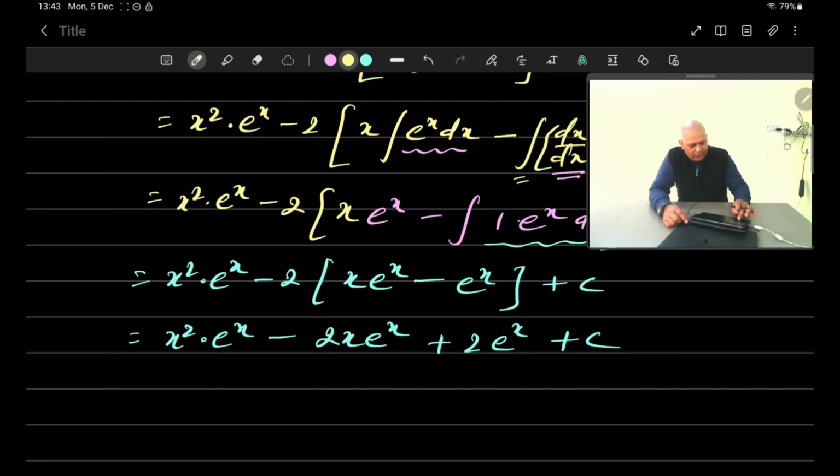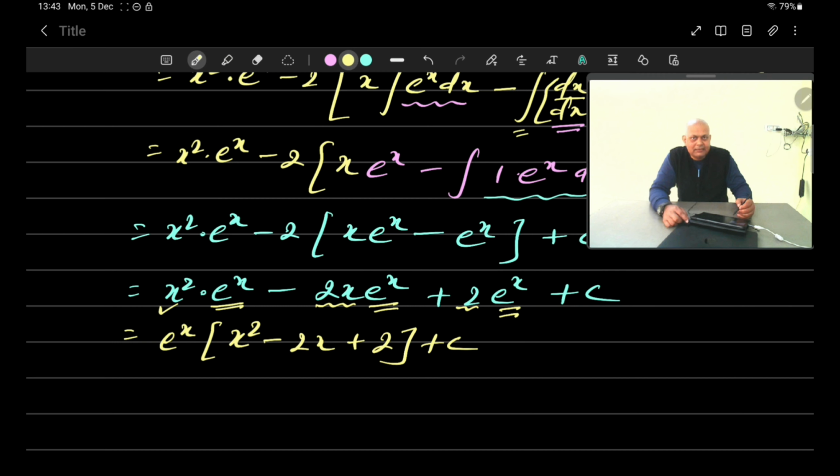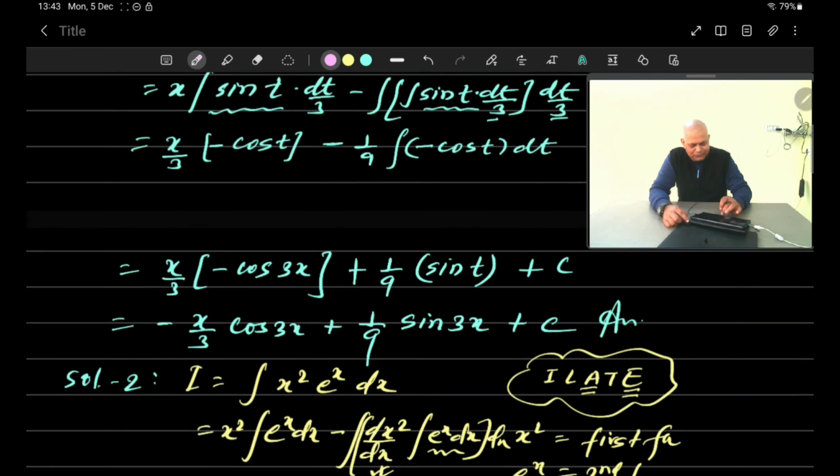Okay, so now you can write this expression in the simplest form by taking e to the power x as a common factor from all three terms. So you can write e to the power x as a common factor, then you have x squared, minus 2x, and plus 2, and plus c. And this is the simplest way to write the answer for this question. Okay, now I am going to solve the third question for you.